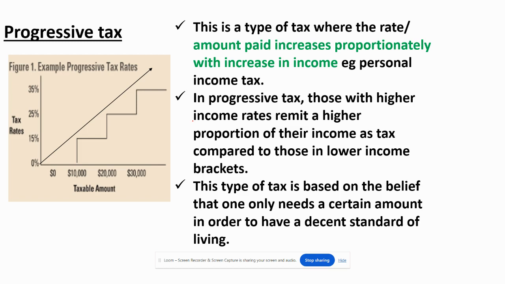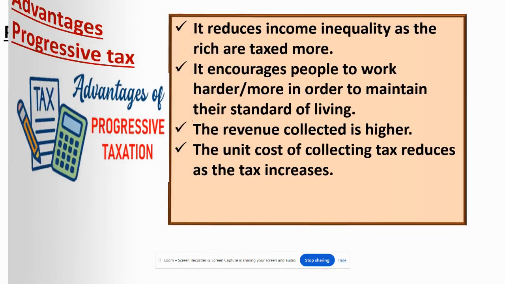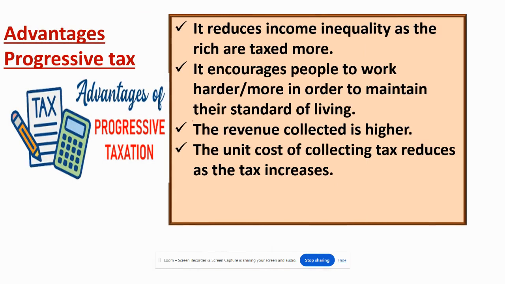So this type of tax is based on the belief that one only needs a certain amount in order to have a decent standard of living. That's why those with higher income pay more. These are some of the advantages of this type of tax, that is a progressive tax. So number one, it reduces income inequality as the rich are taxed more.